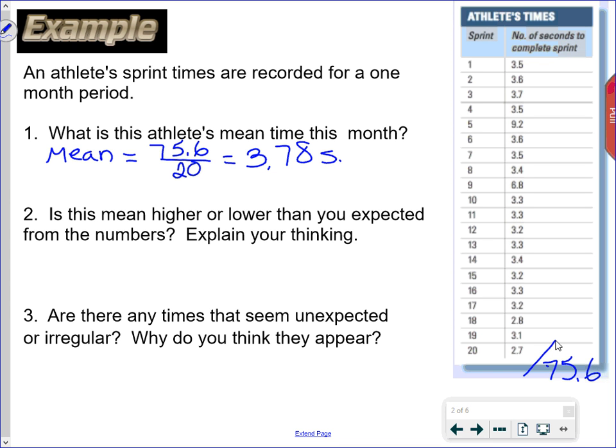So is this mean higher or lower than you expected from the numbers? In my opinion, this is a little bit higher than what I expected, because as I look at the data, I found that most of the times were about 3.2, 3.3, 3.4 seconds. So 3.78, or almost 3.8 seconds, seems a little bit high because most of the values that I see are in the lower 3.3s.